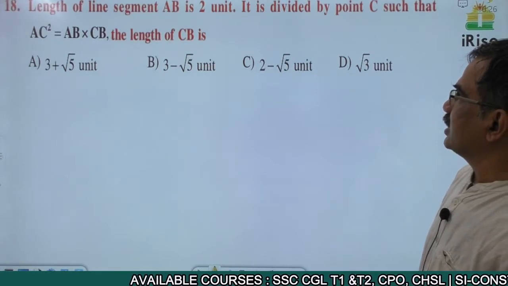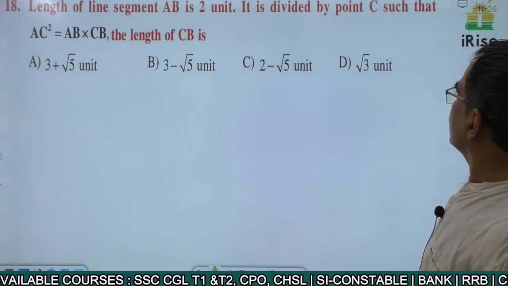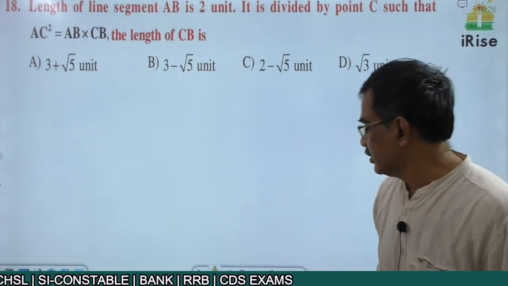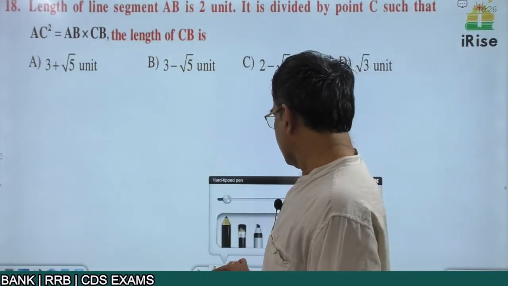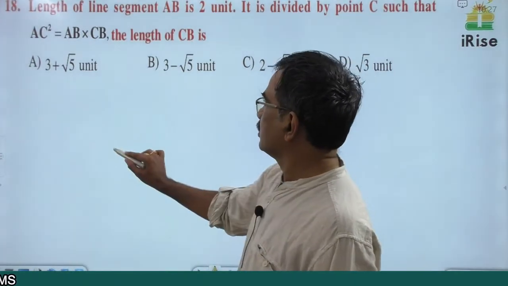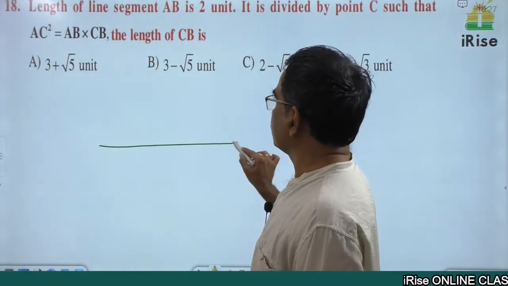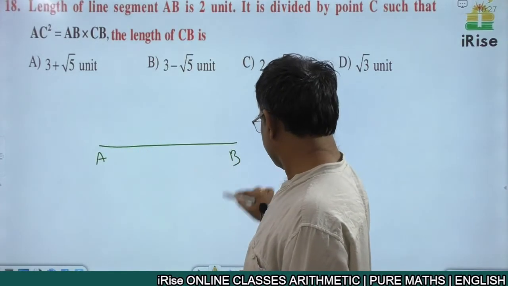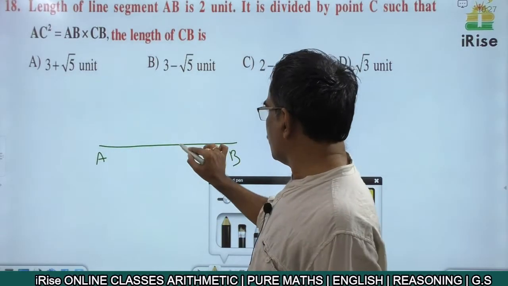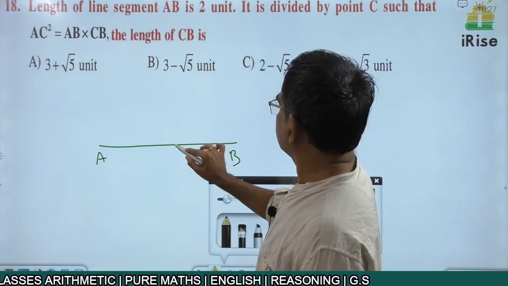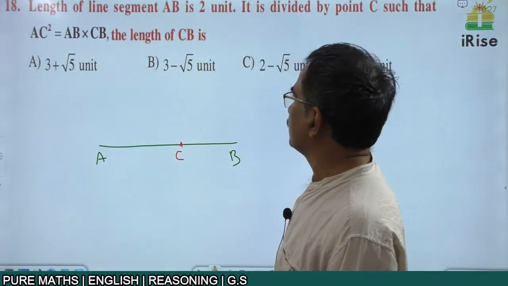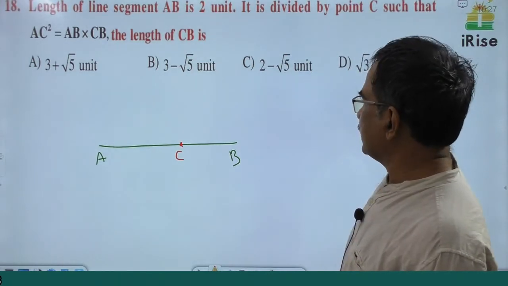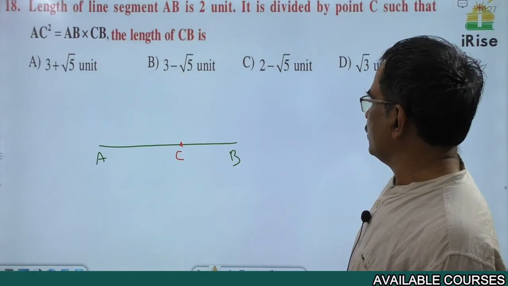The length of a line segment AB is 2 units. It is divided by a point C such that AC square is equal to AB into CB. Here, this is a line AB. C is a point here. This is C, such that AC square is equal to AB into CB.